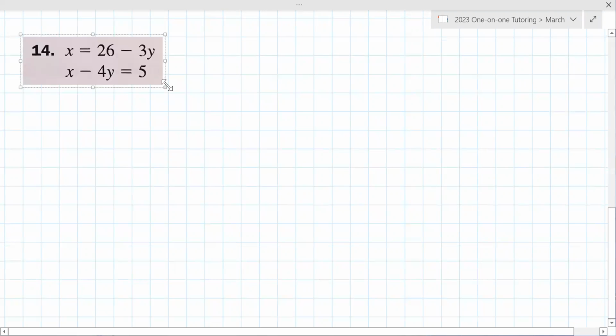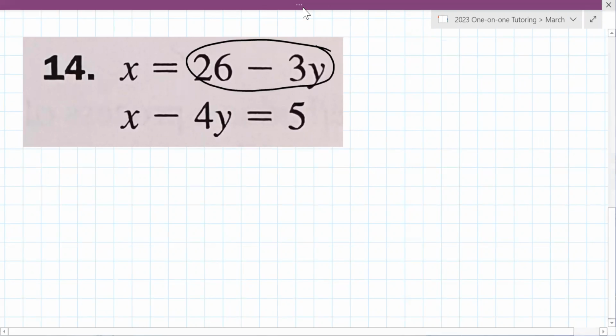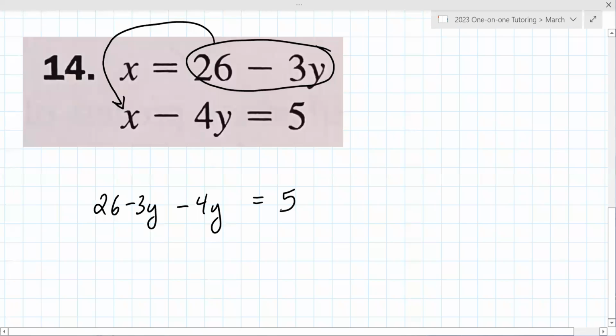All right. So notice the first equation is already solved for x. It says x equals. That's how you know it's solved for x. You're going to take that and put it into the other equation for x. So that's 26 minus 3y minus 4y equals 5. And again, you're just going to combine like terms. So this is minus 7y equals 5.